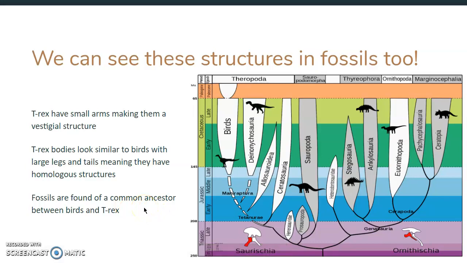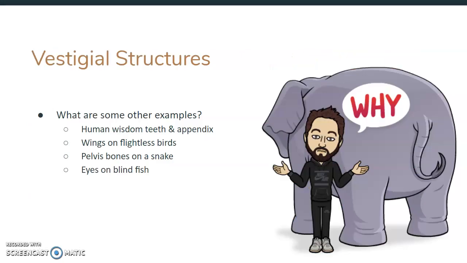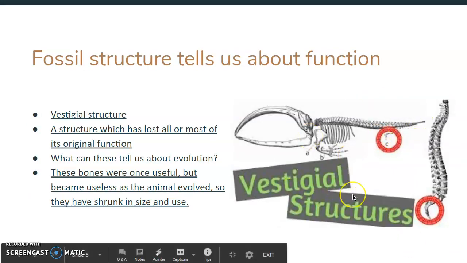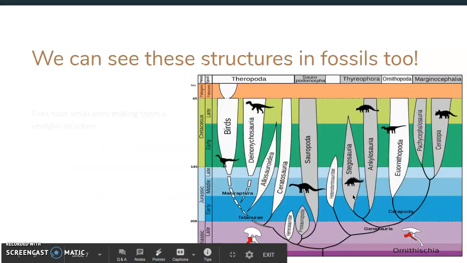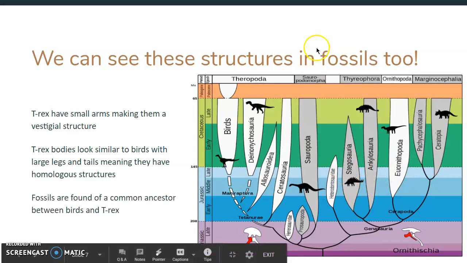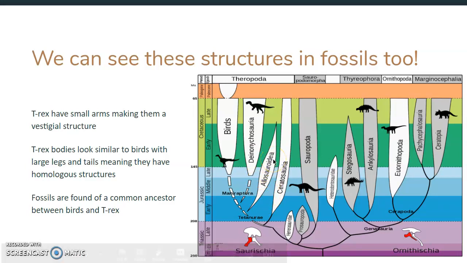So I like to use some of our more modern animals, such as whales and humans, because I think it's easier to picture, but we can also use this same reasoning to determine evolution and prove that fossils can be evidence for evolution.